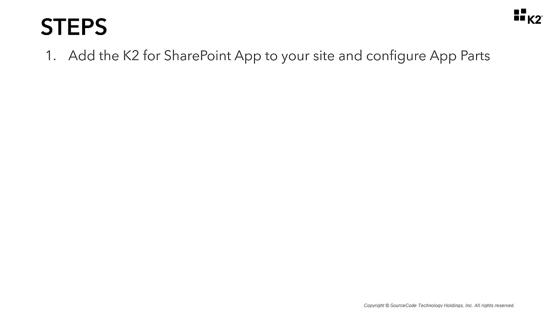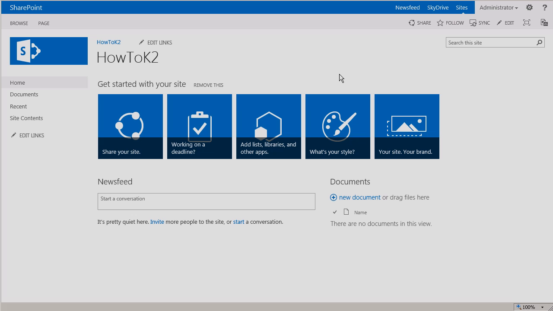When you want to create a K2 app with a SharePoint list or library, one of the first things you may need to do is add the K2 for SharePoint app to your site and optionally configure the app parts on one of your web part pages. This step may have already been performed on your site, so if that is the case, you can skip ahead to the next step. Keep in mind that if you have created a subsite and want to build K2 apps within it, you'll need to follow these steps to add the K2 for SharePoint app.